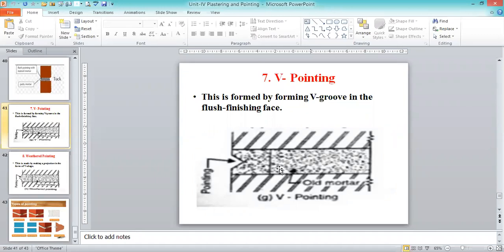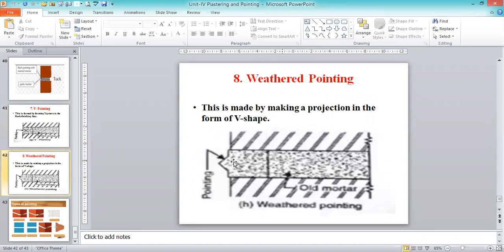The last one is the weathered pointing. Earlier we saw that the V is inside the joint. Now the V is external, outside. The V groove we make is on the outside, projecting beyond the masonry. In all previous cases, after the corner or after the edge, we did the mortaring and filled up the mortar. But here we can see it is projected from the surface of the masonry work. A V-shaped projection is made, then the joint is filled up with the cement mortar. That is what we call weathered pointing.